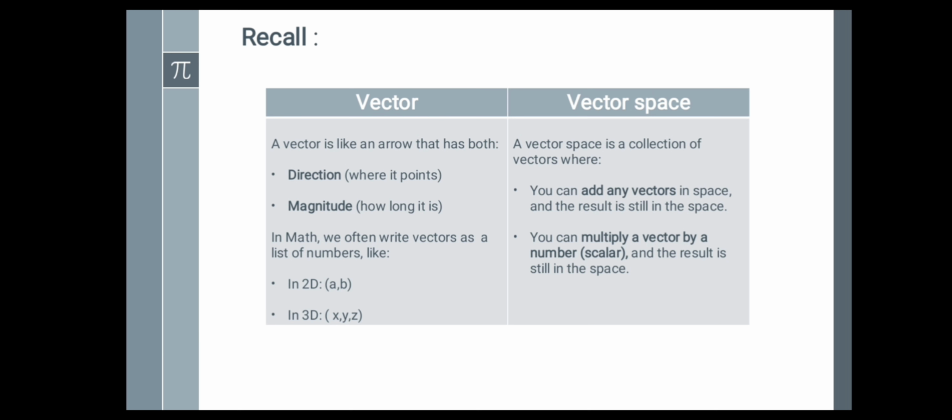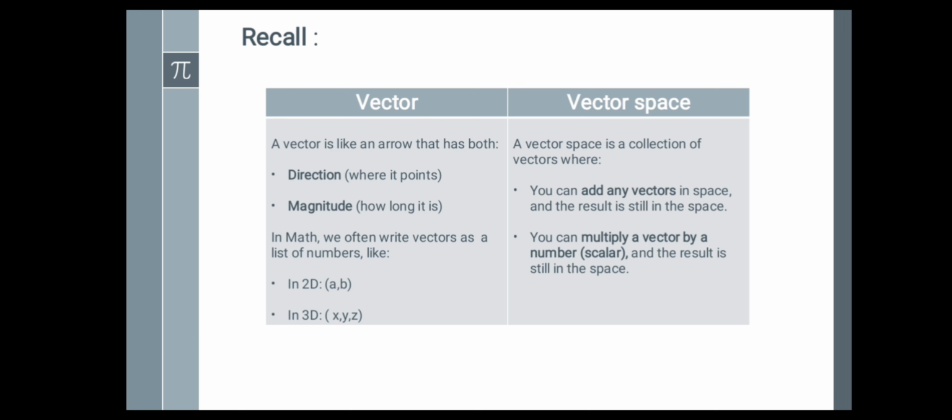So let's use an analogy about this. Imagine you're giving directions. Suppose you say, walk 3 steps forward and 4 steps to the right. So that's a vector. It tells you how far and which way to go. In math, we write that as a list of numbers, for example, (4, 3), meaning 4 right and 3 forward.